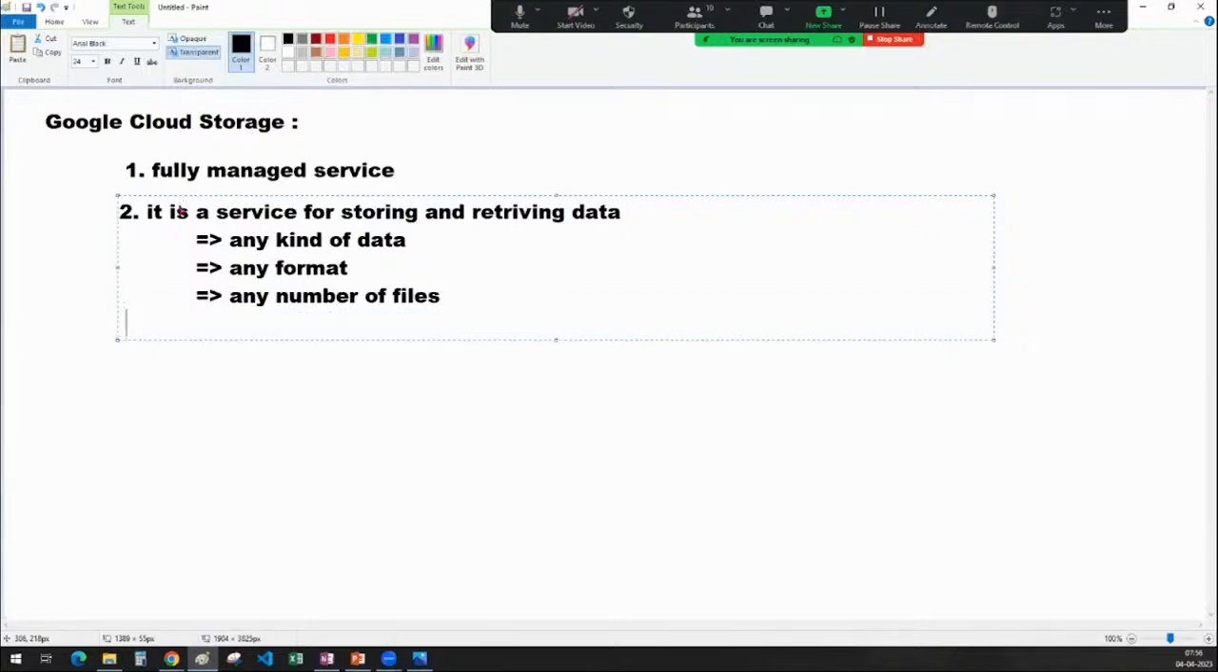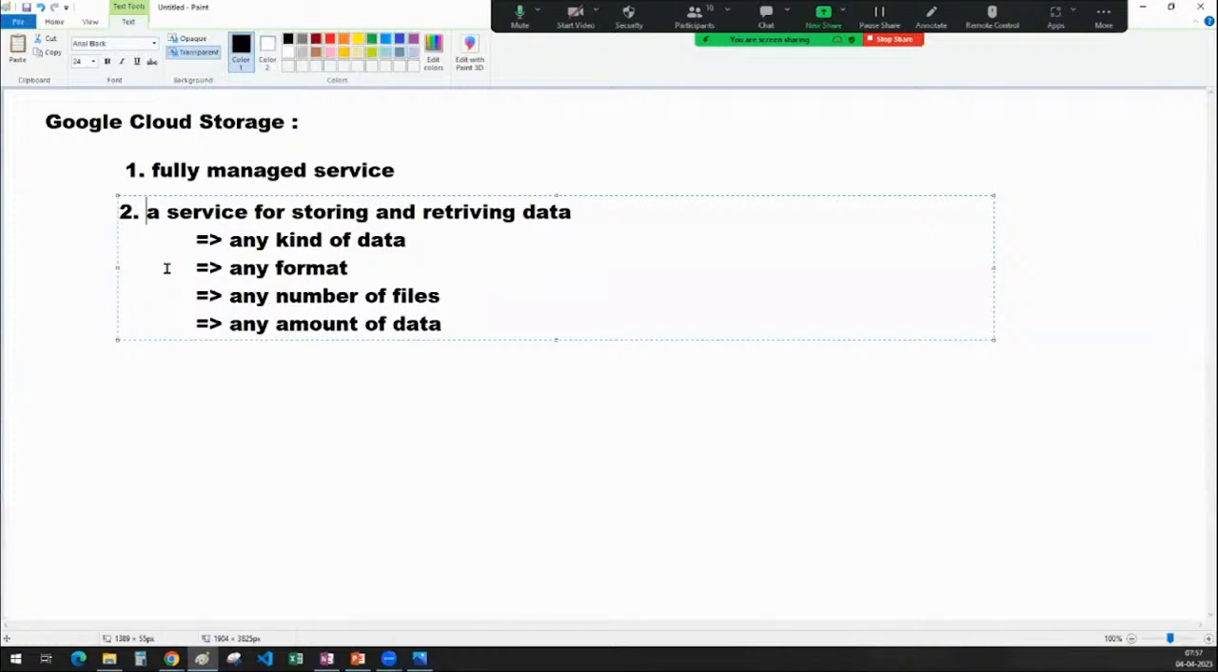Okay, sir, how much data can I store here? Sir, it is a fully managed service, a service for storing and retrieving the data. When I talk about storing and retrieving data, how much data can I store? Any amount of data, any number of files, any format, any kind of data, we can store in GCS, guys. This is the main intention.